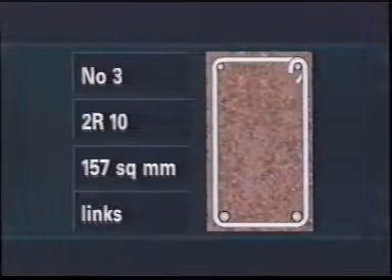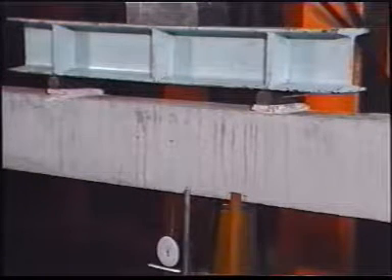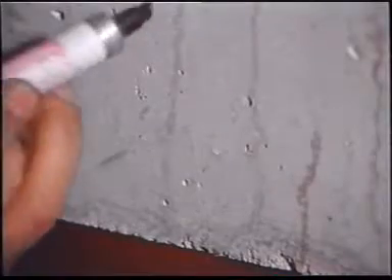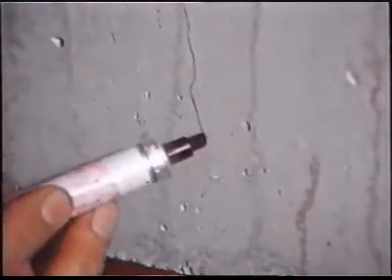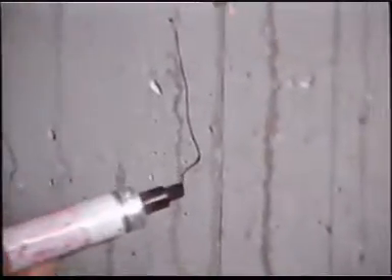The next beam, beam 3, is reinforced to a greater degree with the same type of steel. When the load is applied, DMEC readings show that the neutral axis rises rapidly, and there are soon plenty of cracks.